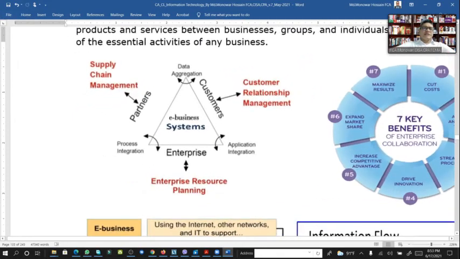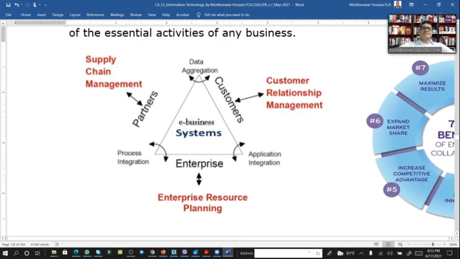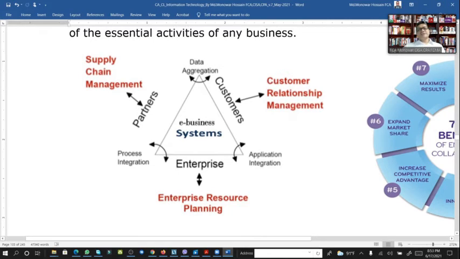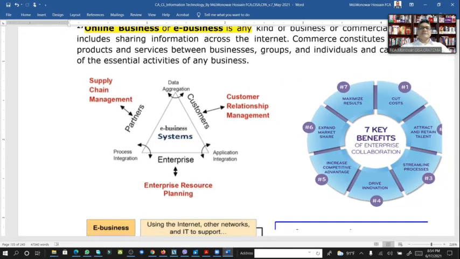So here we see how the e-business system can be done. In the e-business system, we have the enterprise, the partners, the stakeholders, and the customers. Within all those stakeholders, suppliers can be handled through supply chain management, customers through customer relationship management, and enterprise resource planning. Those three items were also in your last chapter. These three can be collaborated through data integration, process integration, and application integration. That is the e-business system.